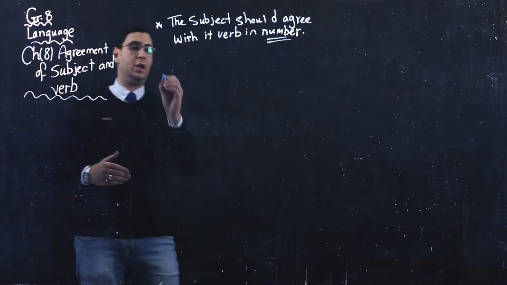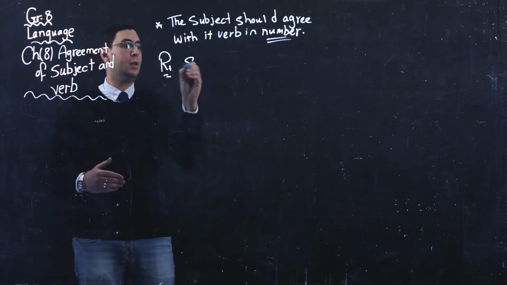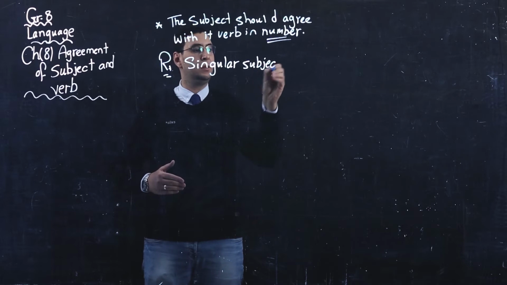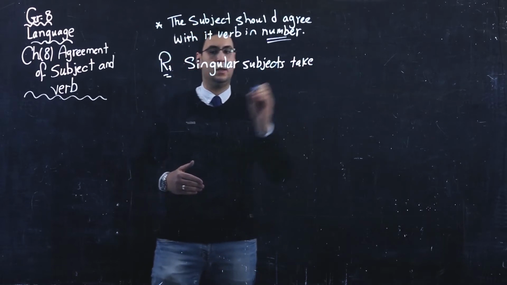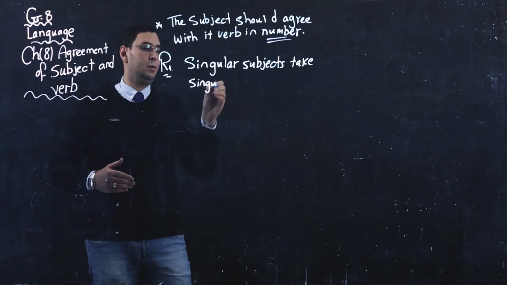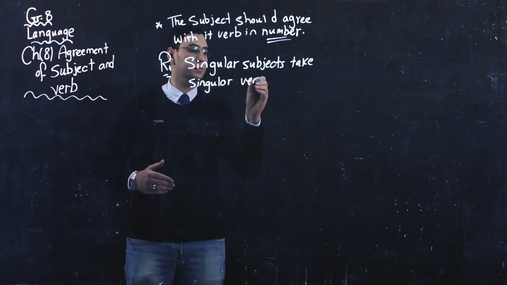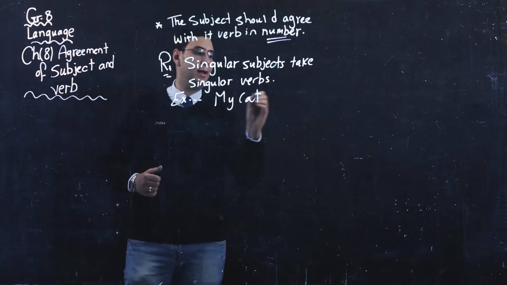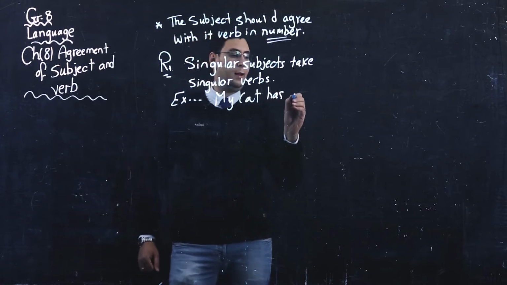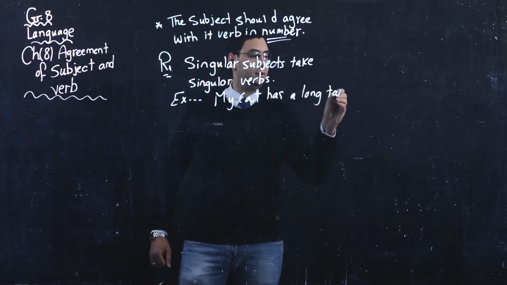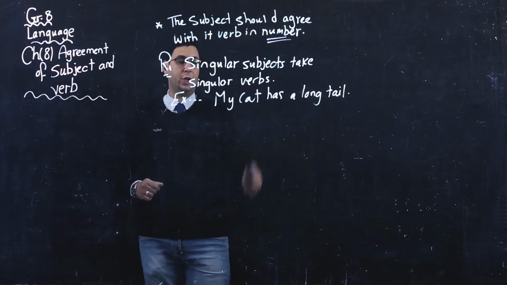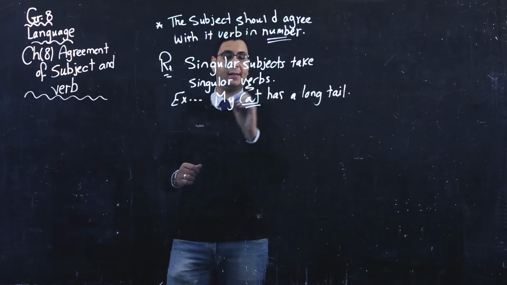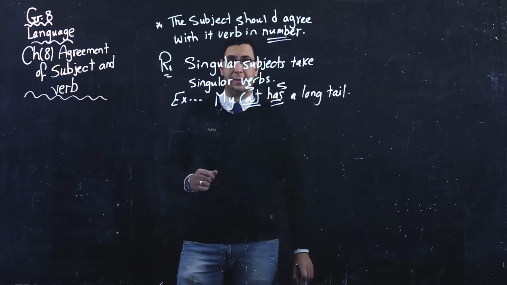We have the first rule here: singular subjects take singular verbs. For example, my cat has a long tail. Here we can find that the subject for this sentence is cat. Cat is a singular noun, so it takes a singular verb, has.